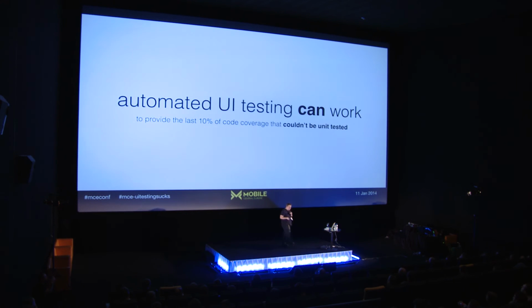So, automated UI testing can work to provide that last 10% of code coverage that could not be unit tested, right? So, again, when you're reaching for KIF, when you're reaching for Frank, oftentimes it means that there's a unit test that you didn't write. You didn't write your code in such a way that unit testing was the obvious solution. And you can't unit test everything, but you can unit test a lot of things. And most software developers who either have never practiced TDD before or maybe are skeptical about it don't necessarily write code in a way that lends itself well to unit testing.